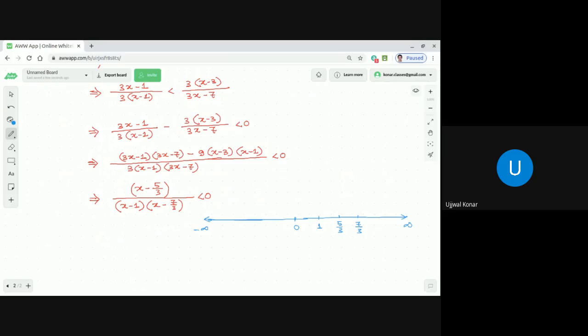That 5 by 3 should be right of 1 and 7 by 3 should be right of 5 by 3. That is the only thing you should be worried about. After that, we'll have a quick recap.